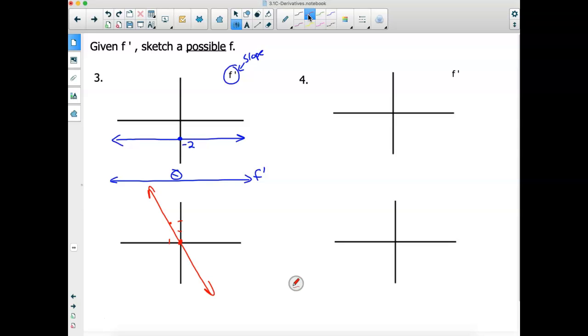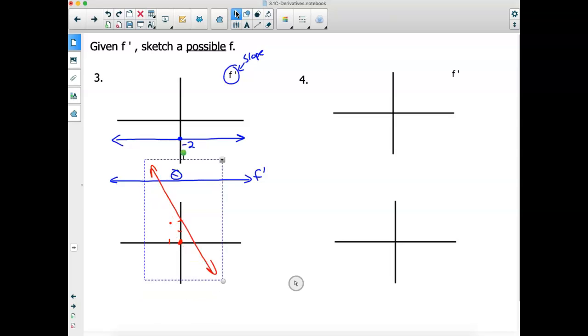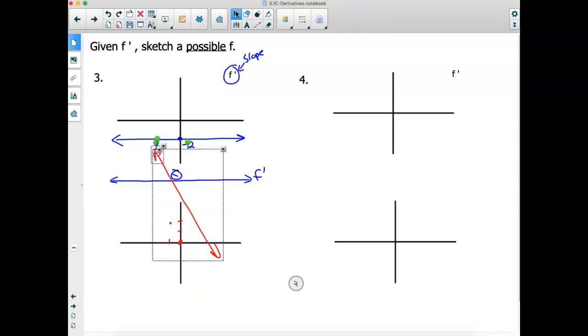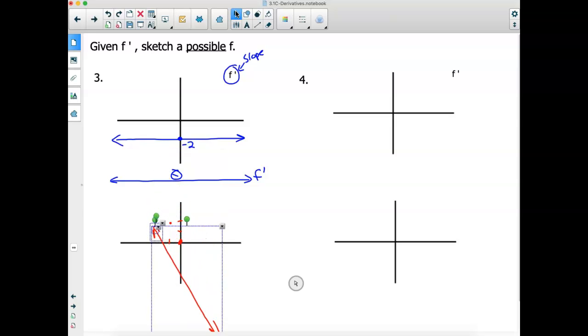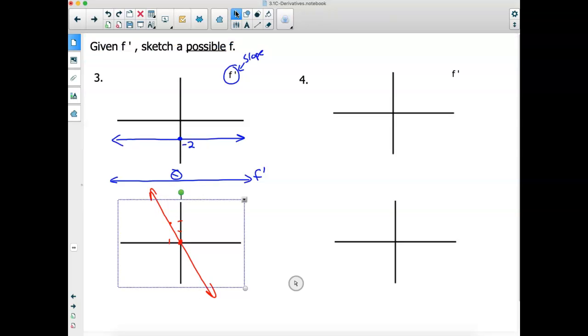And the derivative of that is my slope. Now, please understand, this line that I drew here can be shifted up, it can be shifted down. It really, really doesn't matter, okay? Because here, my derivative is still -2. If it's way down here, my derivative is still -2. That's why these are all called possible sketches of f, okay?